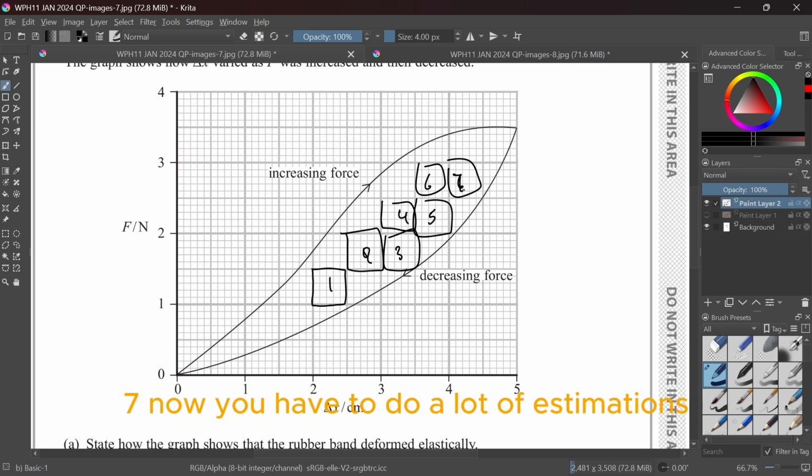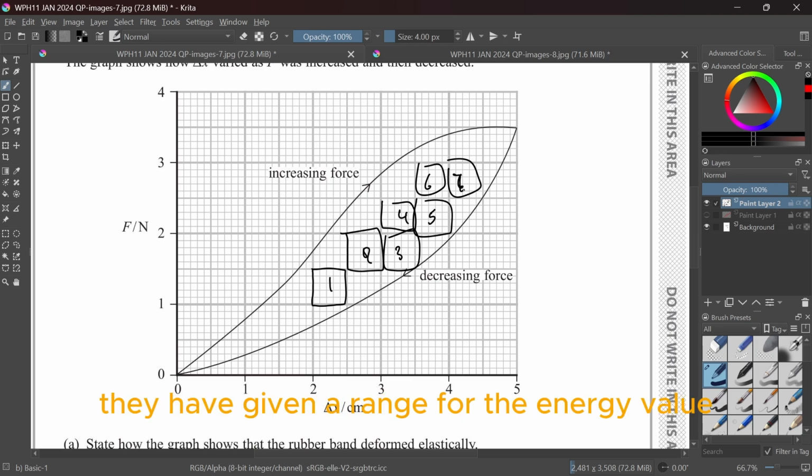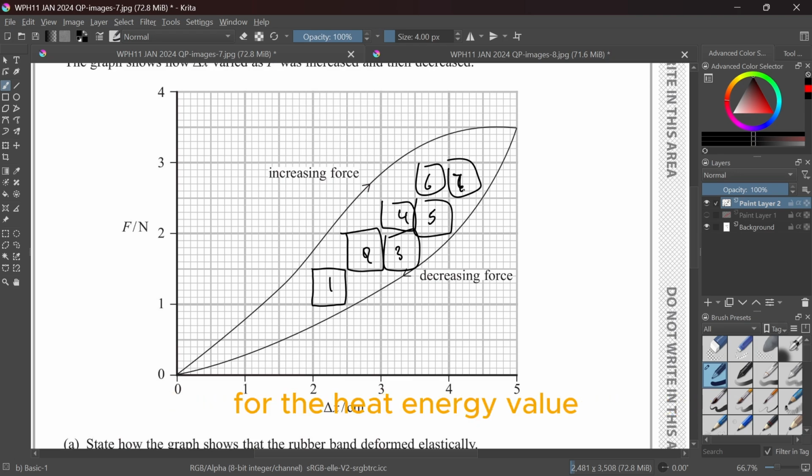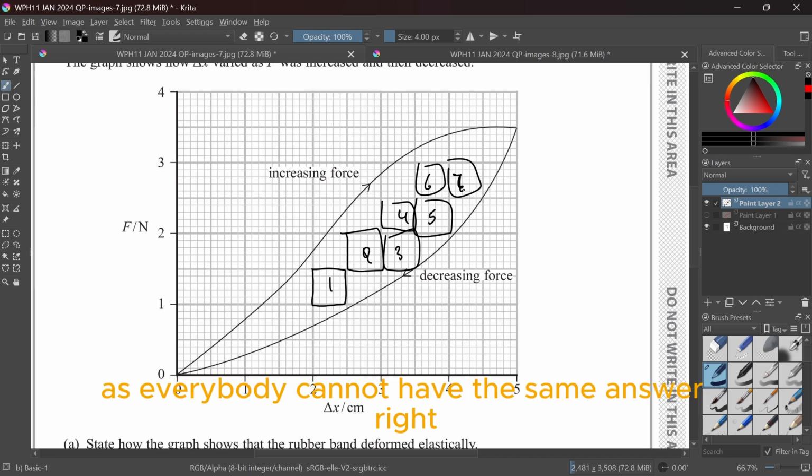Now you have to do a lot of estimations. Don't worry. They have given a range for the energy value, for the heat energy value, as everybody cannot have the same answer, right?